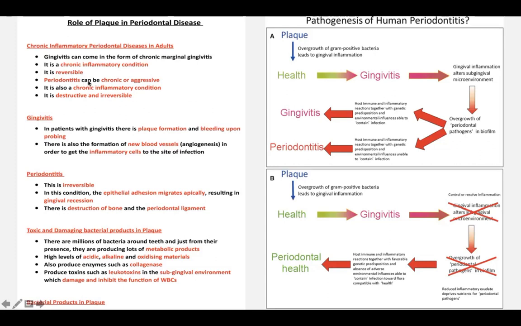Periodontitis can be chronic or aggressive. It is also a chronic inflammatory condition. It's destructive and irreversible. So periodontitis is destructive and irreversible, whereas gingivitis is reversible.